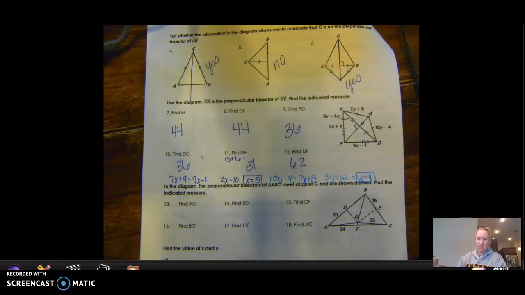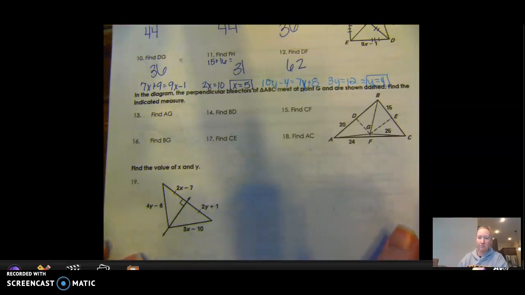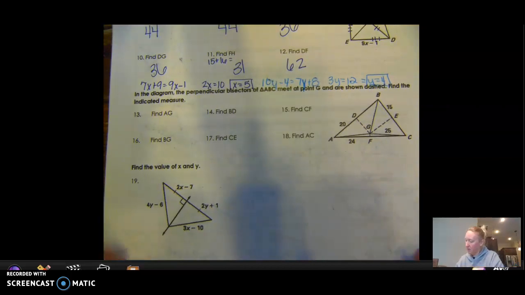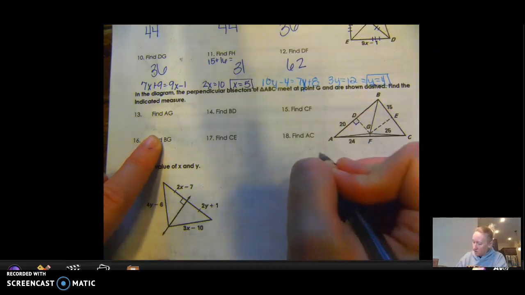Okay. Couple more problems here. In the diagram, the perpendicular bisectors of triangle ABC meet at point G and are shown dashed. Find the indicated measure. So AG would be this guy. Okay, AG is going to be our hardest. I'm going to take that triangle out real quick.